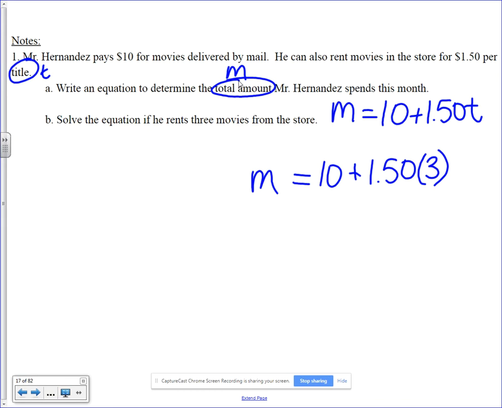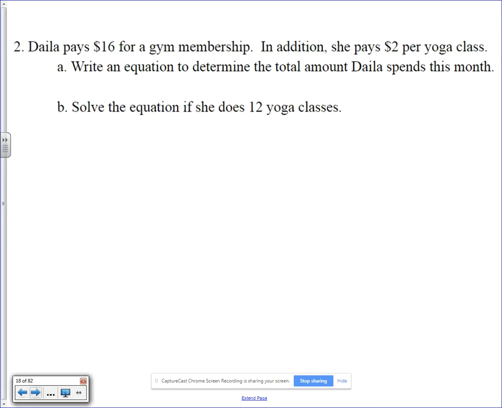So how much is he going to spend? $14.50. How'd we do? Following okay? All right, let's try another one like that. Down at the bottom there, right? Last one on the front. Go ahead and read it to yourself.